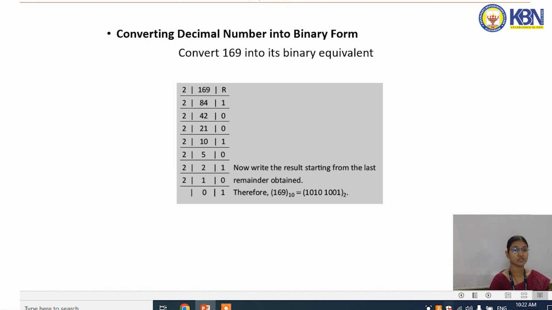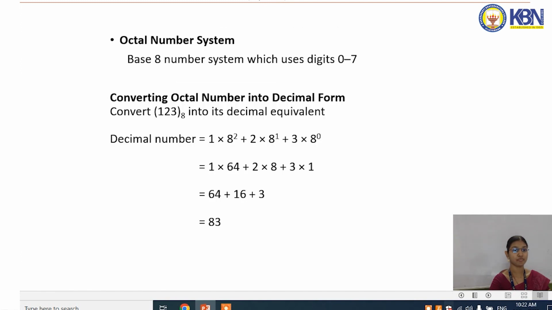I am giving the decimal number, I am dividing by 2, then finally I get the binary form. Likewise, the octal number system. In binary form we have two digits only. In the octal number system I have 8 digits, but I am starting with 0. It means I am counting the 0 value also. It means 0 to 7 values are the octal number system.